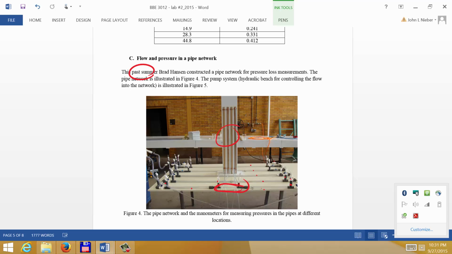Now you're going to want to make very good measurements because you're going to be sharing your data with all teams. So each team will share data with the other teams, and you don't want to shortchange any of the teams by taking poor data.